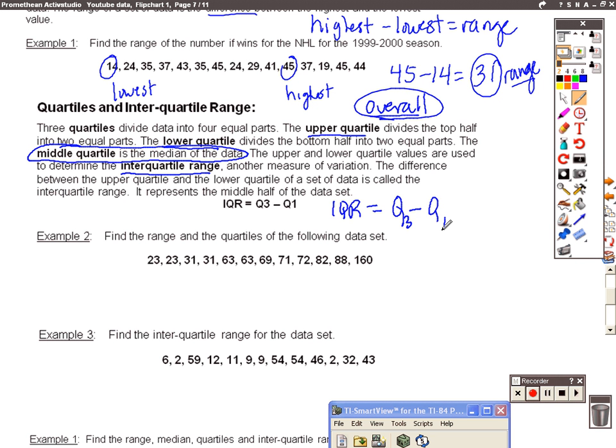Okay, I'm going to stop this video at this point, and then I'm going to go to video number 4 to show you how to find this information using your calculator. So make sure you watch video number 4 to figure this out.